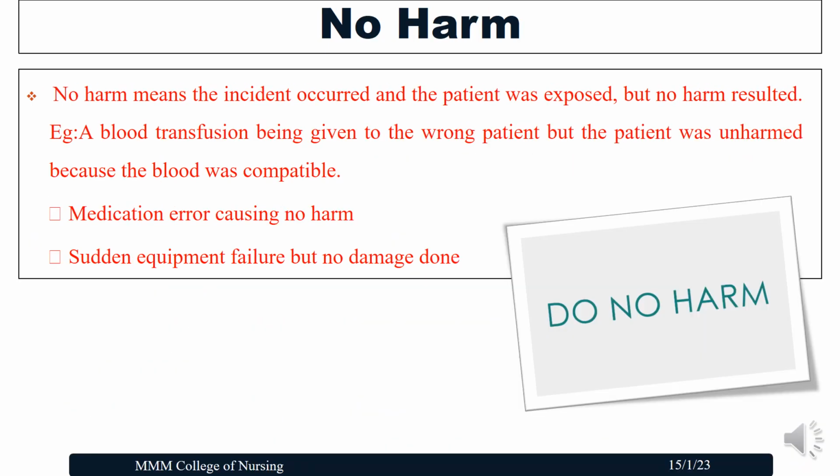The second one is no harm. No harm incidents include those where the incident occurred and the patient was exposed to it, but there is no harm resulting from that particular procedure. For example, a blood transfusion has been given to a wrong patient, but the patient was unharmed because the blood was compatible for that patient. A medication error happened to a patient, but there is no harm to the patient. Or a sudden equipment failure, but no damage has happened. So that is known as no harm.